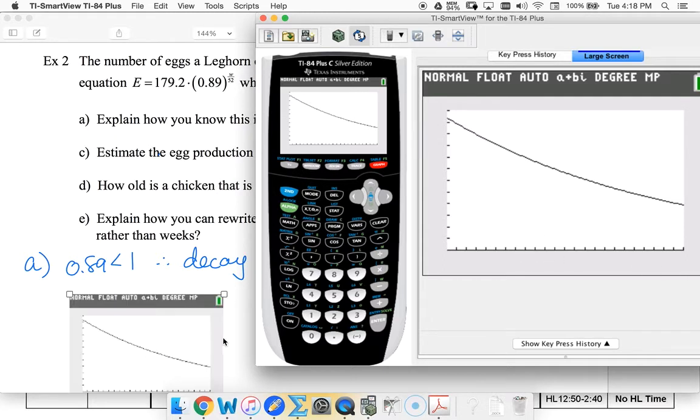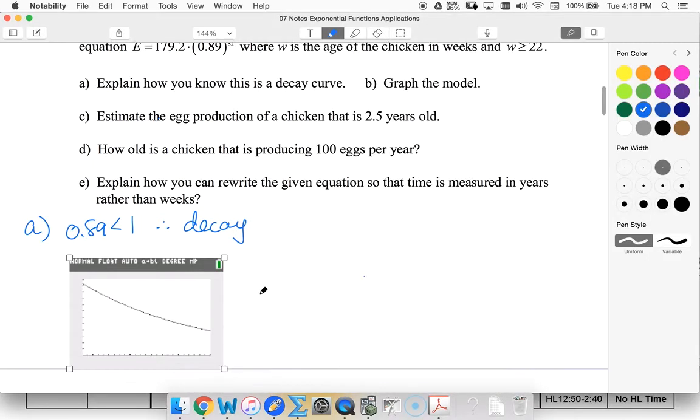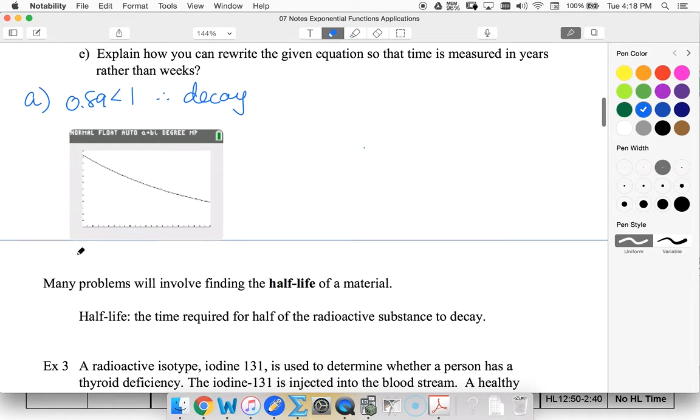So let's put this graph over here and let's think back to our window. We've got 22 on this side, 500 on this side, and those are weeks. And we had 180 up here and 0 down here, and those are my number of eggs.